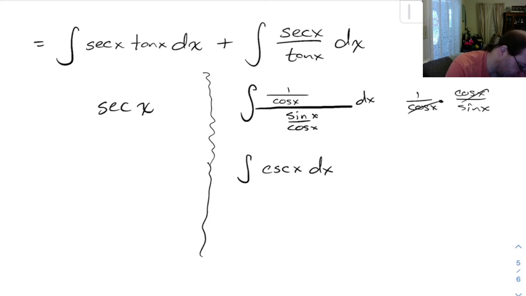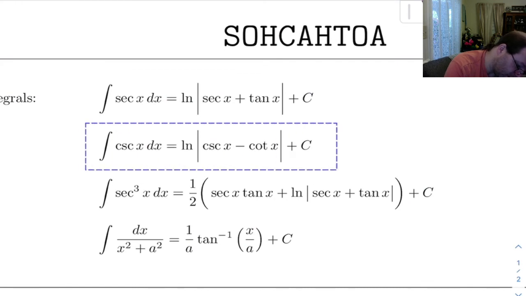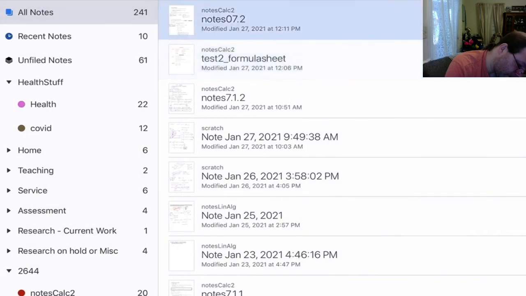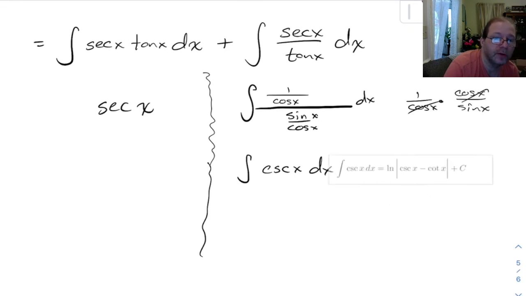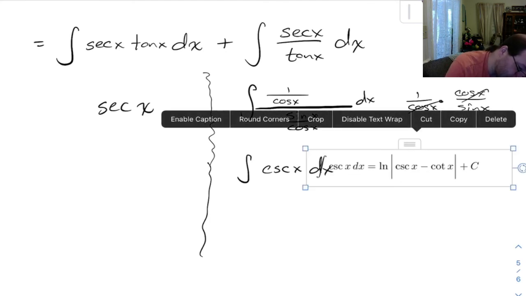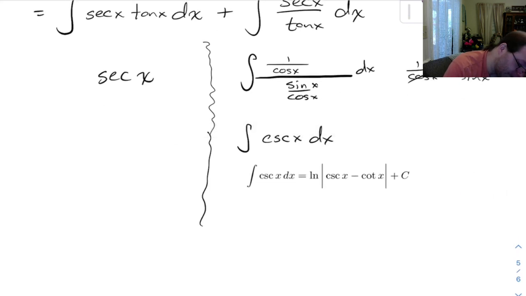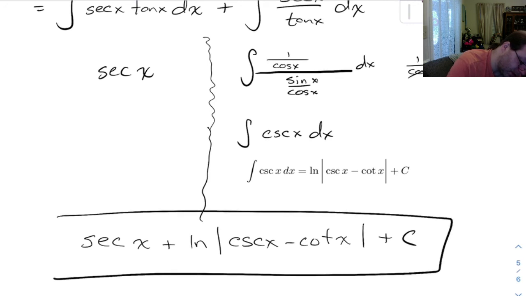And how can we integrate cosecant? Well, that's one of the formulas on this formula sheet. The integral of cosecant is this. So I'll use this formula. Actually, I'm not going to rewrite it. I'm just going to use the formula here. So my final answer is secant x plus natural log absolute value of cosecant x minus cotan x plus c. And that's it.